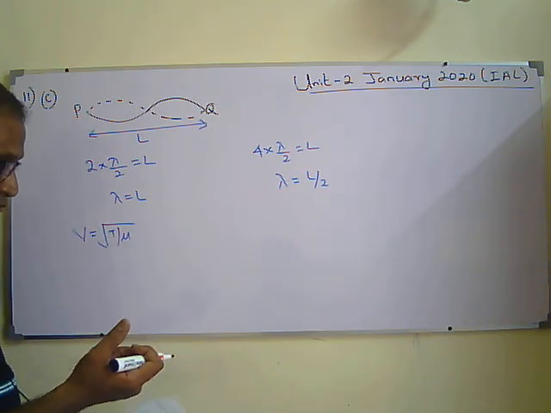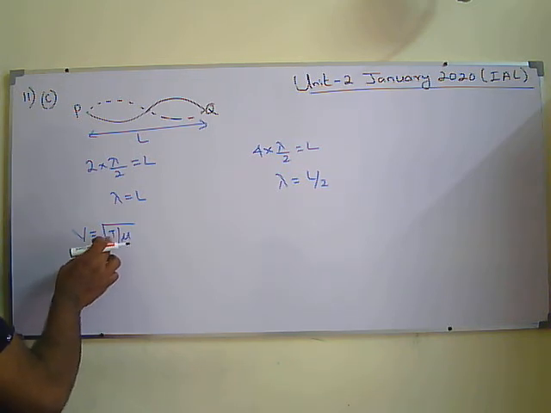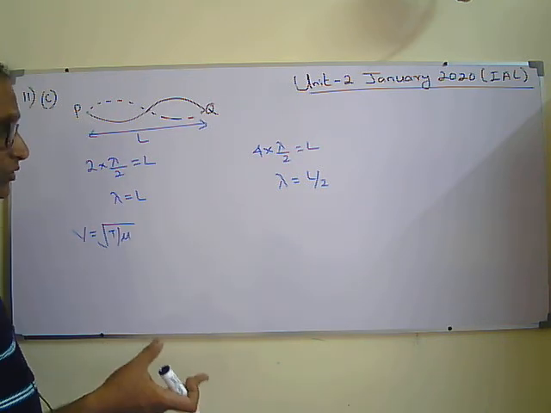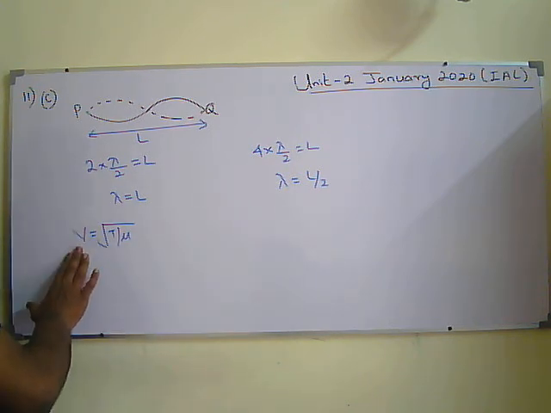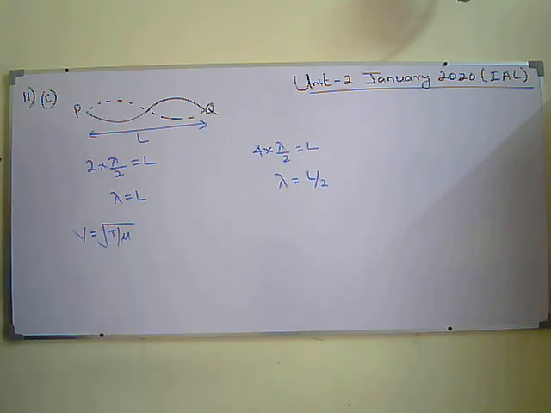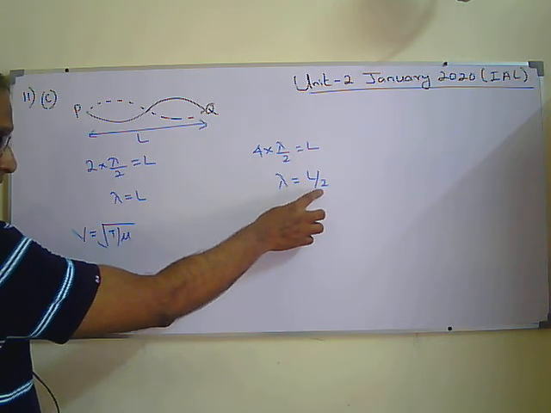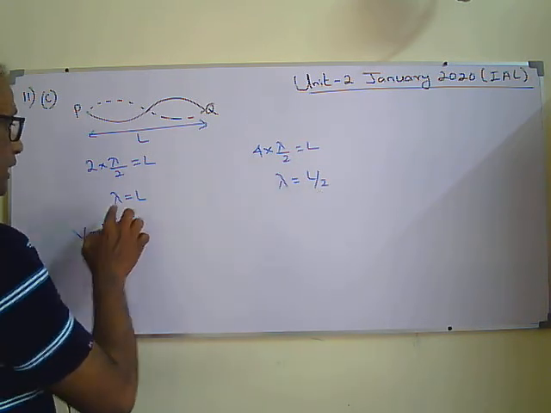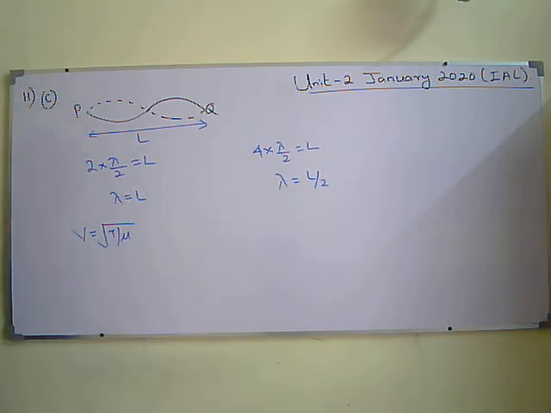It's a 2-mark question. First you should say the speed is given by square root of T over mu. Since there's no change in both T and mu, the speed will not change. But what will happen when you reduce the frequency? The wavelength will increase. So 2 marks: 1 mark for saying no change in speed because no change in T and mu. But when the frequency is reduced, the wavelength of the traveling wave will increase. Earlier, in part A, lambda equals L by 2. Now lambda equals L. So this wavelength is larger than the previous wavelength.